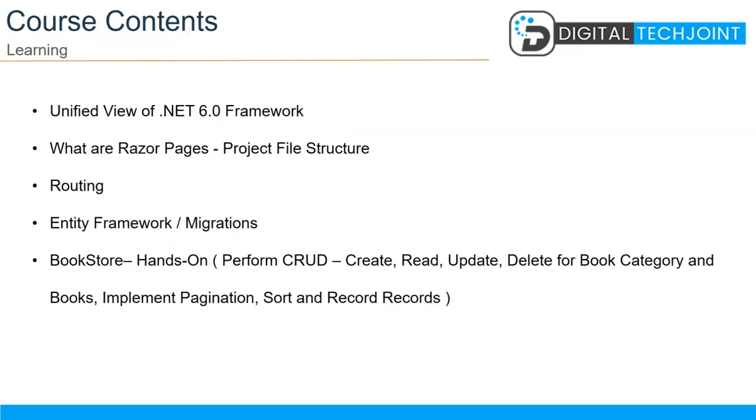The course contents: at a very high level, we are going to discuss the unified view of .NET Framework 6.0, the whole picture of the entire framework. Then we are going to understand Razor pages and the project structure. Then we are going to understand routing and Entity Framework migration, and obviously the bookstore, where we are going to implement all the real world features that are essential for any Razor page project.